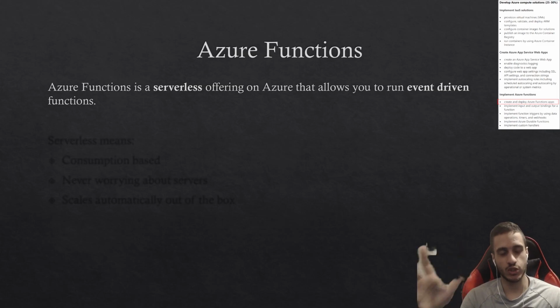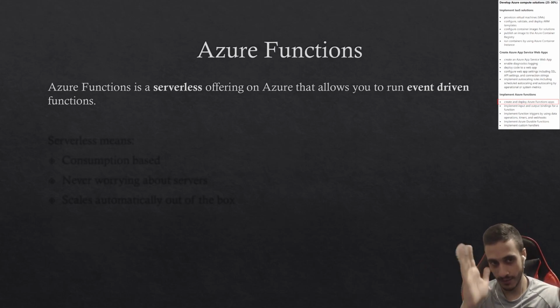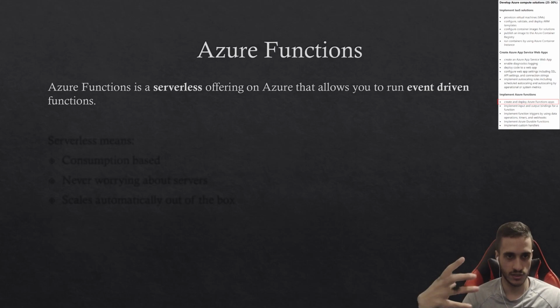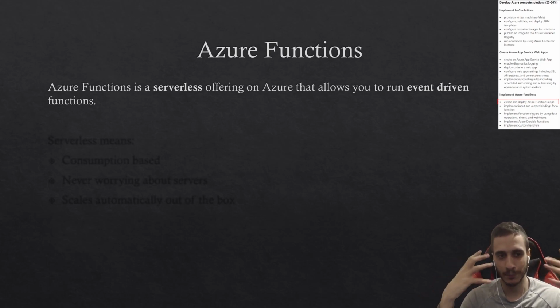Let's talk about Azure Functions. Azure Functions is the serverless offering on Azure that allows you to run event-driven functions. Now, as you can see, there are a lot of terminologies here, so let me break them down one by one. What do we mean when we say serverless? When we say serverless, that does not mean that servers are not used. Obviously, there are always servers behind the scenes. But what we mean is you don't have to think about the hardware at all. The platform takes care of it for you.